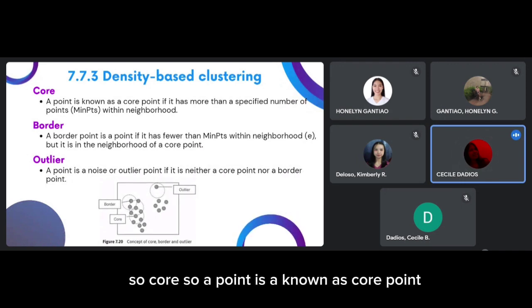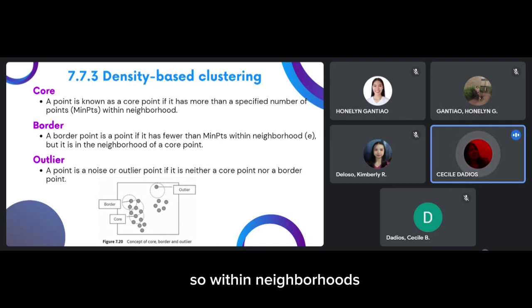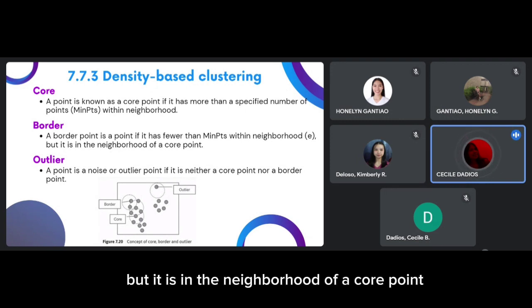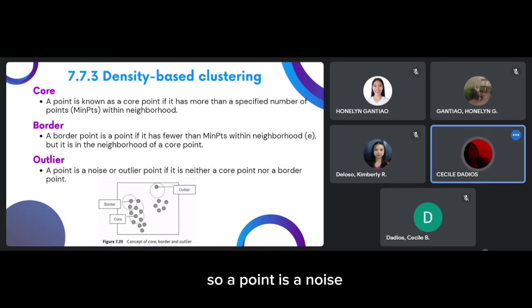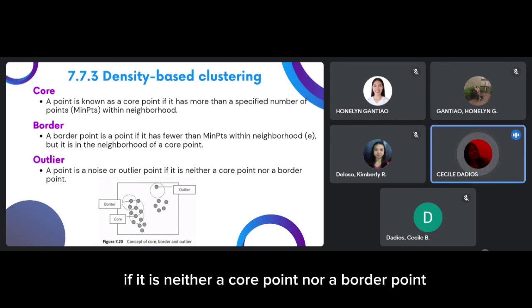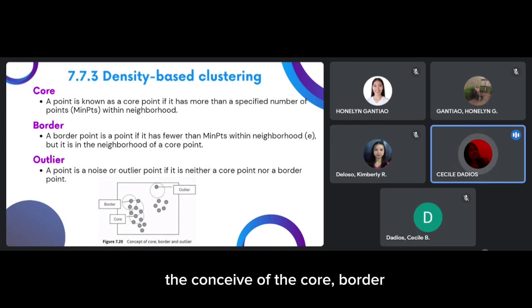So, core. A point is known as a core point if it has more than a specified number of minimum points within its neighborhood. These points must lie at the interior of a cluster. A border point is a point that has fewer than the minimum points within its neighborhood, but it is in the neighborhood of a core point. A point is a noise or outlier point if it is neither a core point nor a border point. The concept of the core, border, and outlier is illustrated in this figure 7.20.